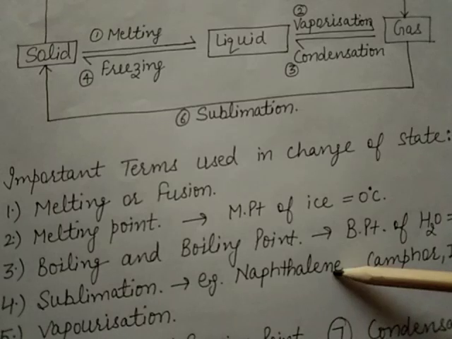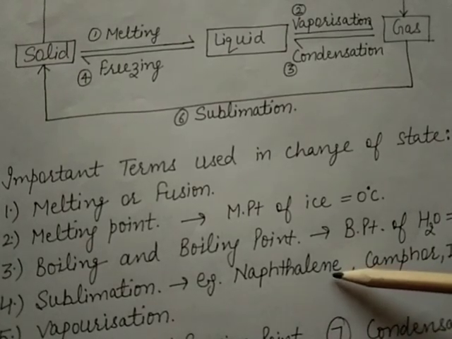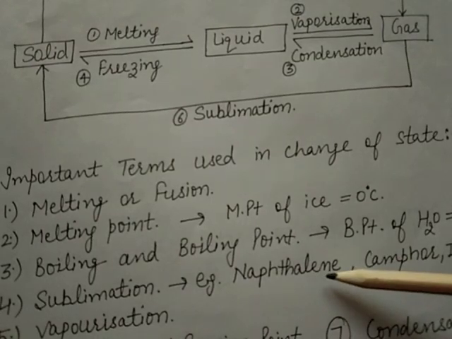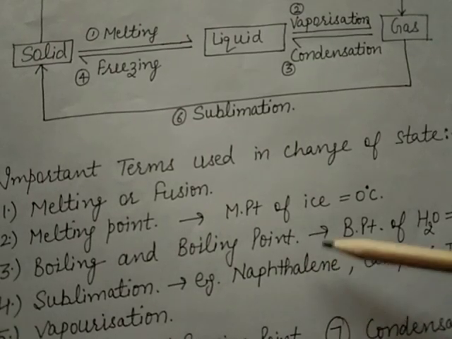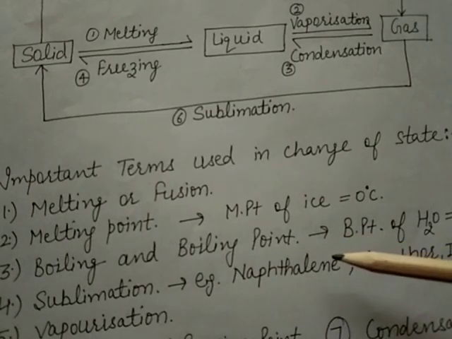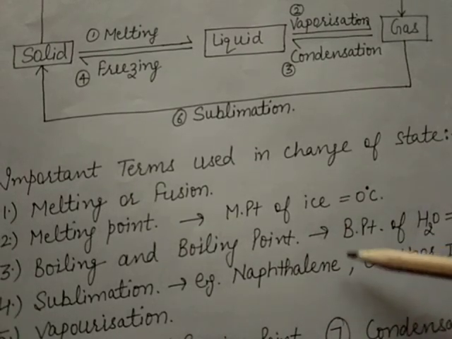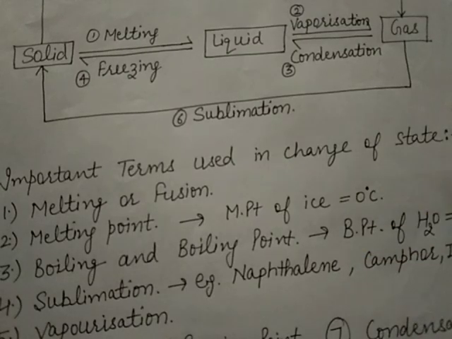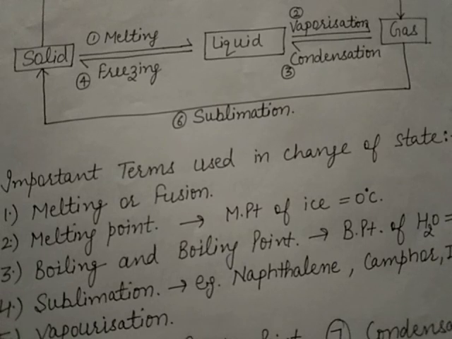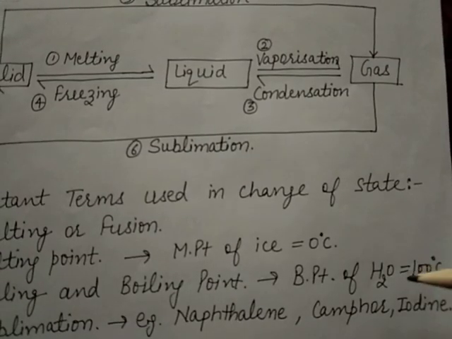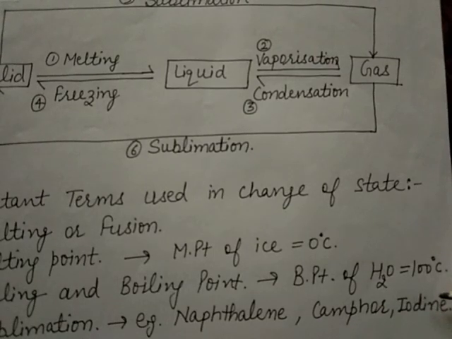Like naphthalene balls. We use naphthalene balls in our homes. It is in solid form. After some months, it changes into gaseous form. Means it completely disappears. Means solid form directly into gaseous form without undergoing its liquid state. Now the next examples are camphor, iodine, ammonium chloride. All these examples are sublimation.